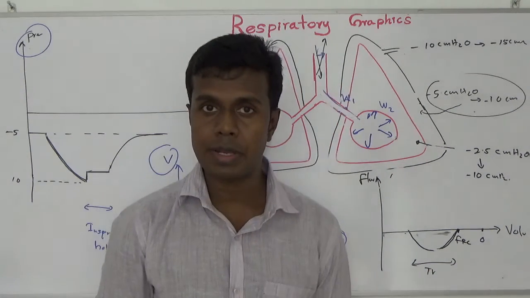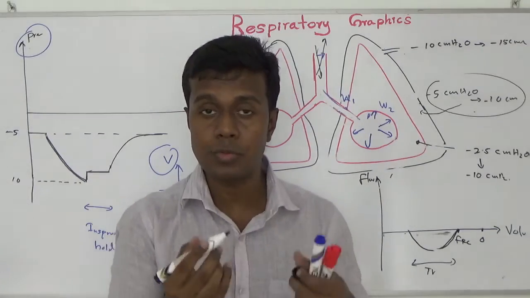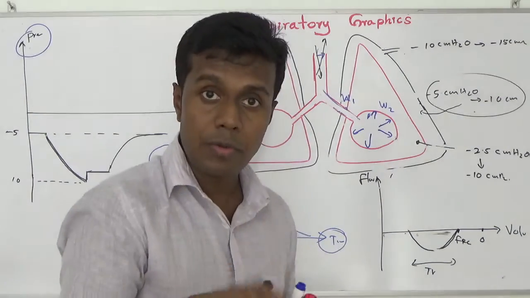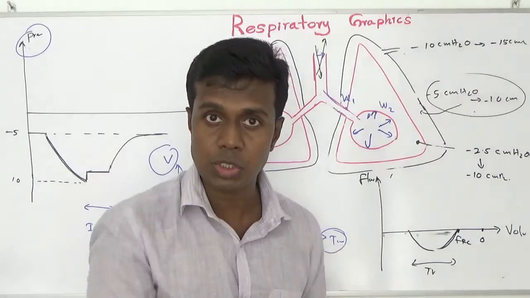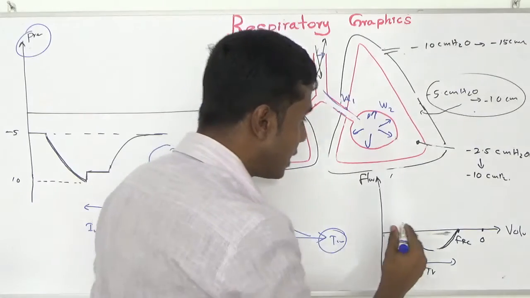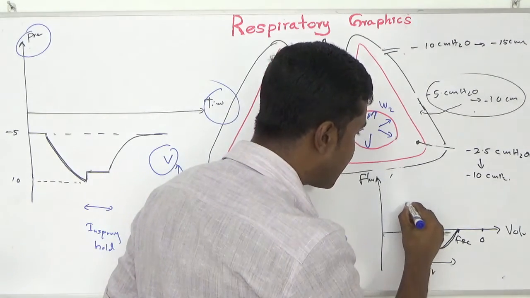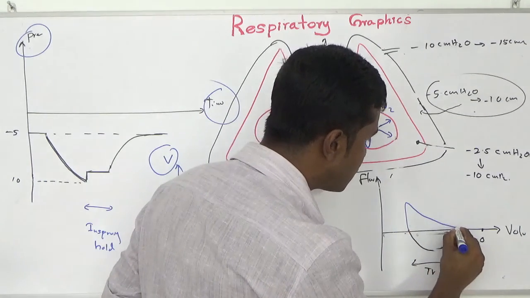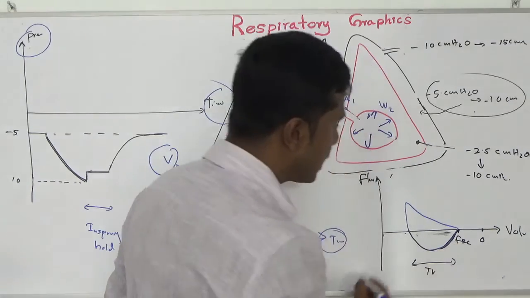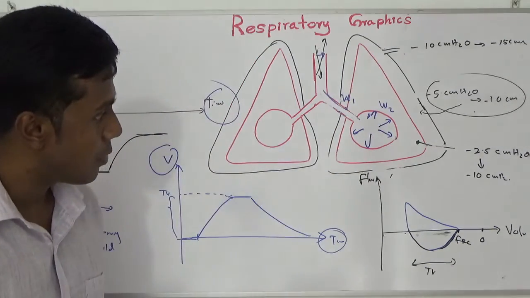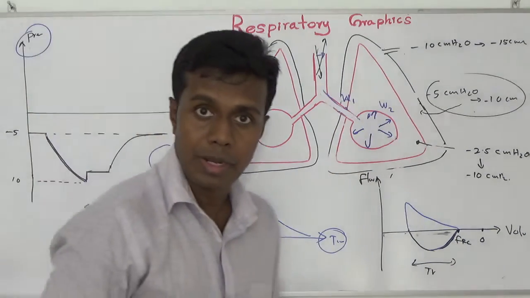Now I am going to expire that gas. Expiratory flow must in that case be positive. In the initial part I can expire rapidly. After that I have to expire slowly. This we are going to call the flow volume relationship of my lung.